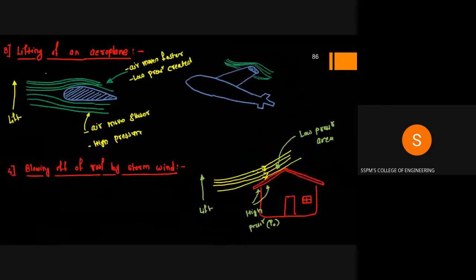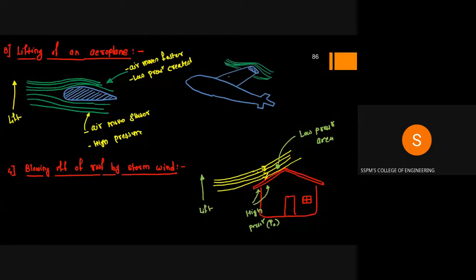The next is the lifting of an aeroplane. The reason the aeroplane flies is this: consider this is the wing of the aeroplane, and this is its cross section, the streamline shape or aerofoil. Now air passes over this streamline. The air at the top section moves faster compared to the bottom section.